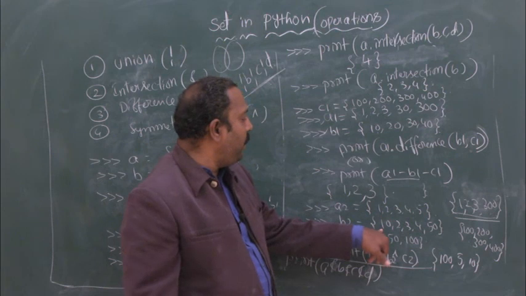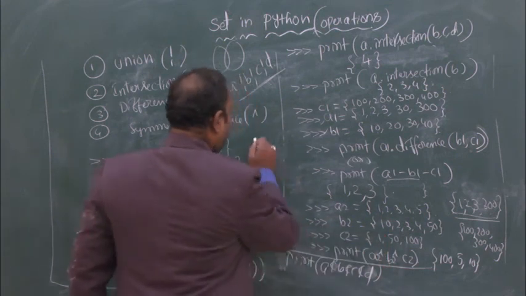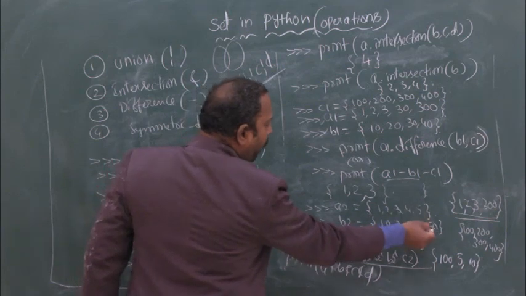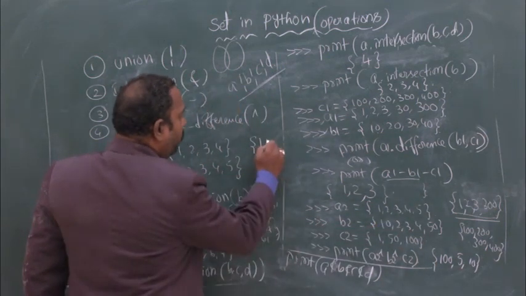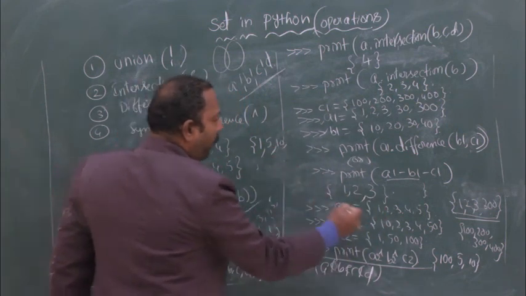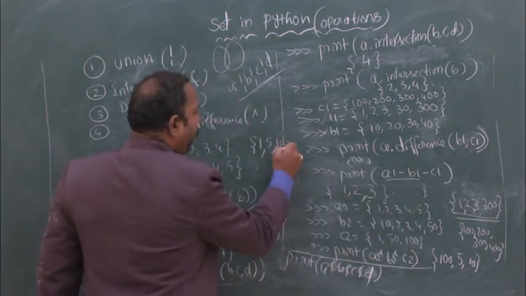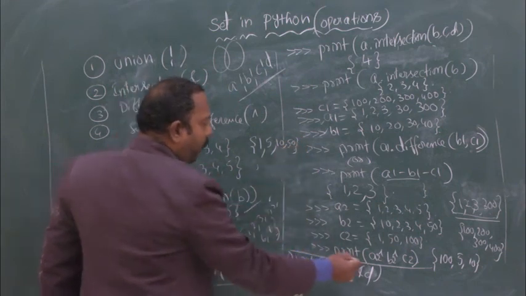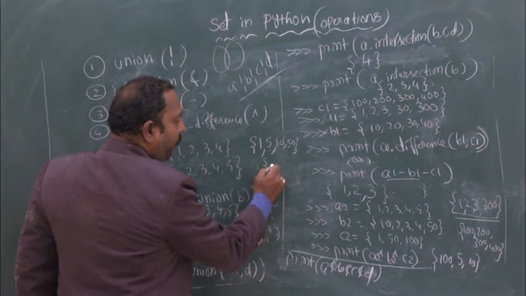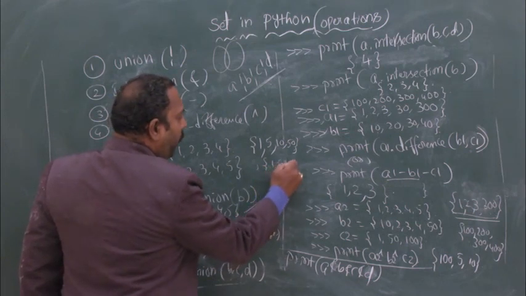1 is not available in B2, so 1. Next 2 is common, 3 is common, 4 is common, 5 is not common. So 5, and 10 is not in A2, so 10, comma 50 is not in A2, so 50. Now we have to take the symmetric difference with C2. So what is C2 here? 1, comma 50, comma 100.